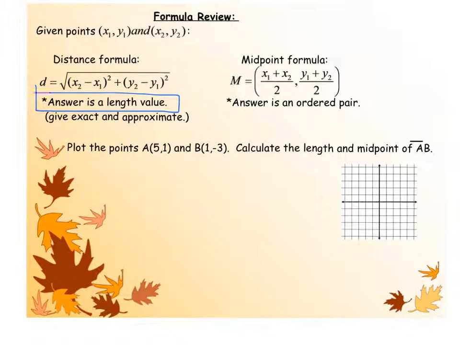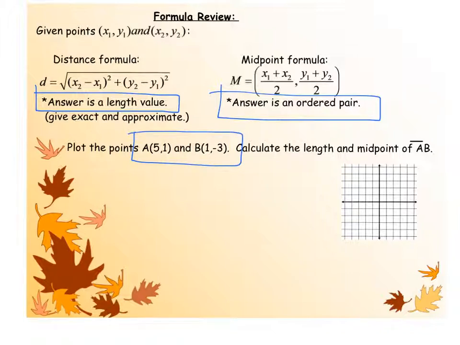With the distance formula, the answer is a length. It's just a single number, whereas over here with midpoint, our answer is a coordinate. And we should have an x component and a y. So we're going to start with this example right here. All right, if we were to plot them, this would be 5 points to the right.